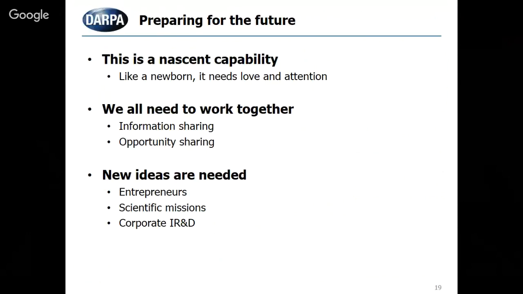And I told the industry, this is like a newborn baby. You have to feed it, you have to take care of it. It's an industry that doesn't exist yet. We need to work together to share our insights, our discoveries, and our lessons learned to make this all work, because it's better for everybody. DARPA will probably sponsor some conferences in this area in order to facilitate this information sharing.